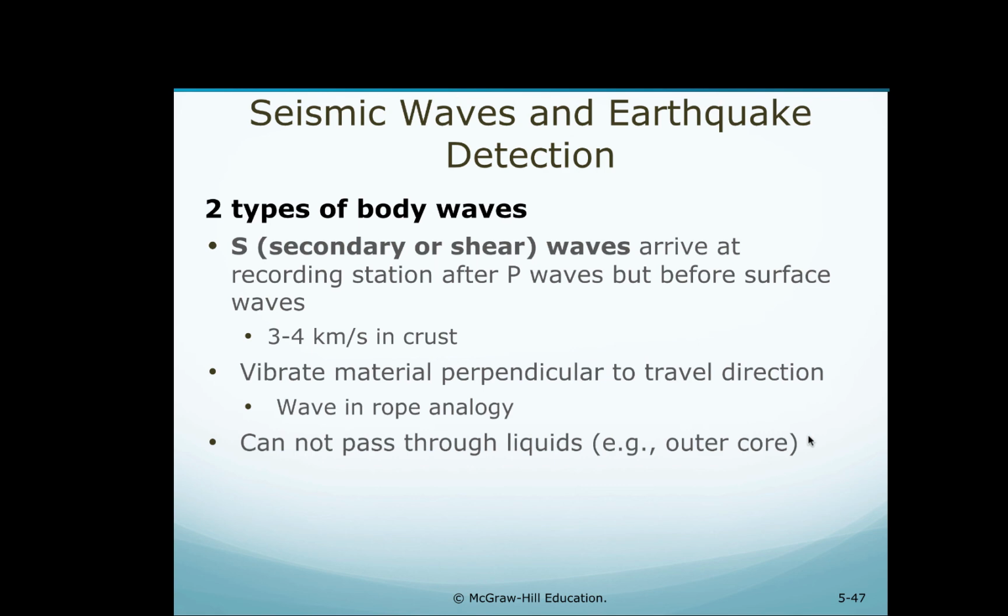The S waves, secondary or shear, arrive at the recording station after the P waves, but before the surface waves. They are 3 to 4 kilometers in the crust. They vibrate material perpendicular to the travel direction. The wave in the rope analogy, going vertically. It cannot pass through liquids, for example, the outer core.